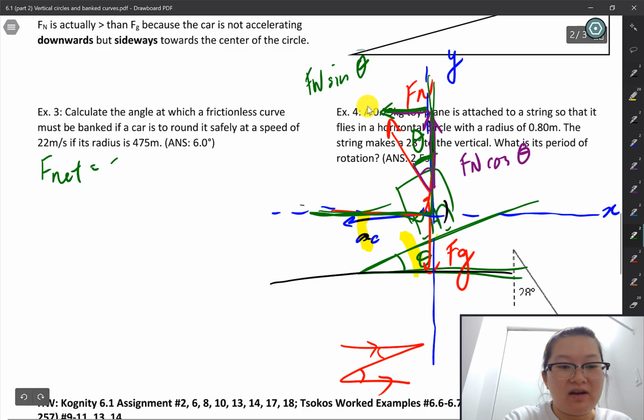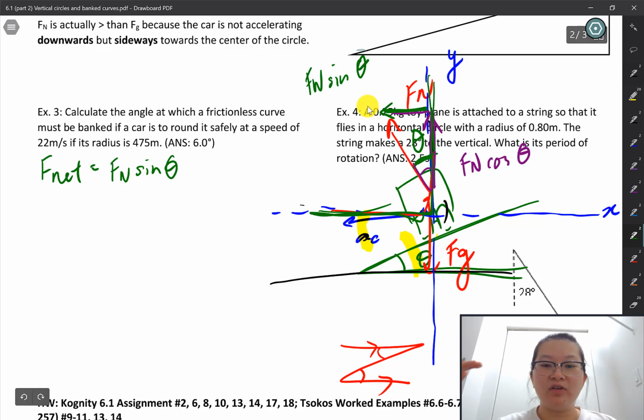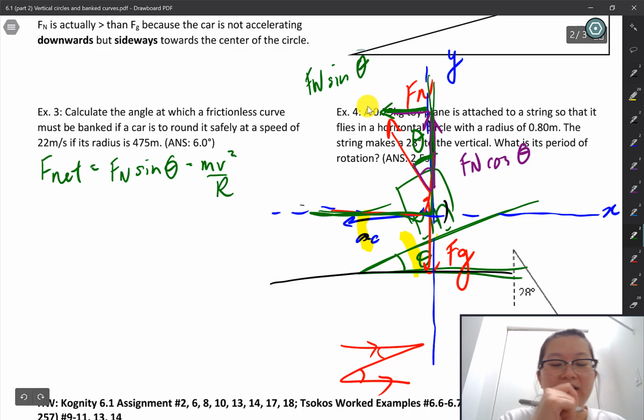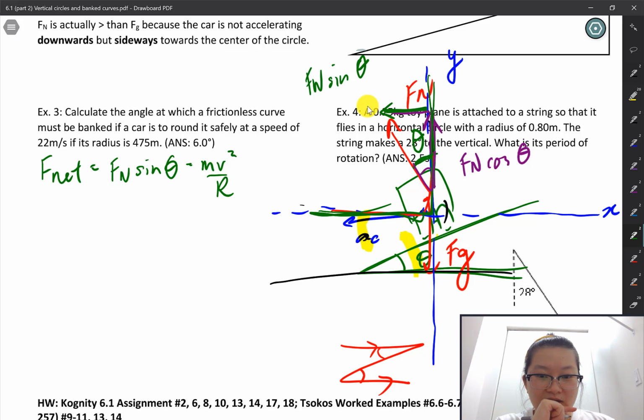So Fn sine theta is responsible for keeping the object moving around the circle, and that's equal to mass times centripetal acceleration, which we know is v squared over r. Now, we don't know what Fn is. We don't even know what m is. We know what v is and what r is. We can't solve for theta yet because we don't know what Fn is.